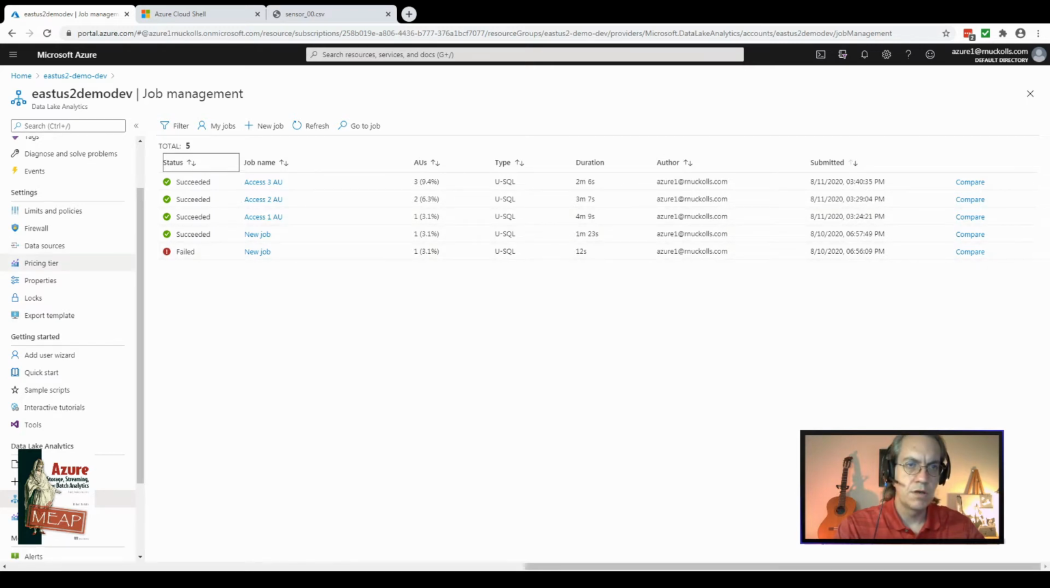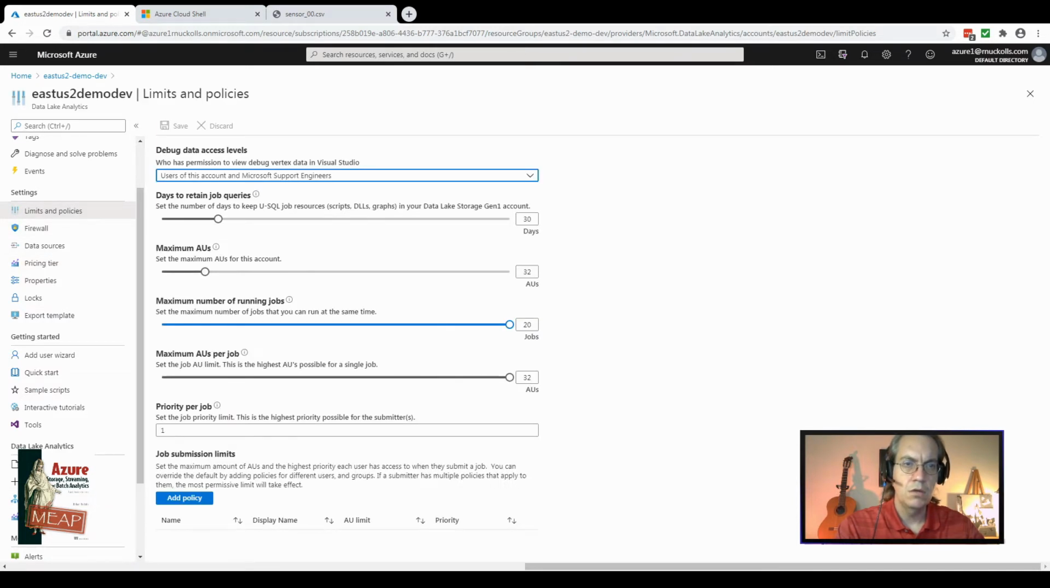While we're on the subject of the job management panel, you can modify the number of days to keep your job history in the limits and policy blade in your Data Lake Analytics service. By default, you get 30 days. This data is stored in the Data Lake storage. That's the primary for the Data Lake Analytics service. You can increase this beyond 30 days. You'll just take up more storage space in your storage account or your Data Lake storage Gen 1.